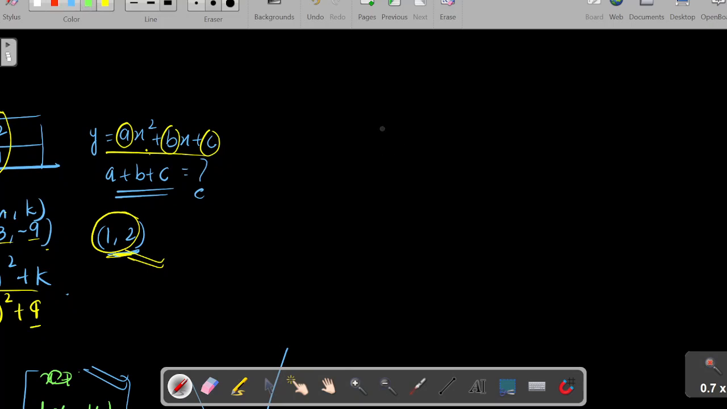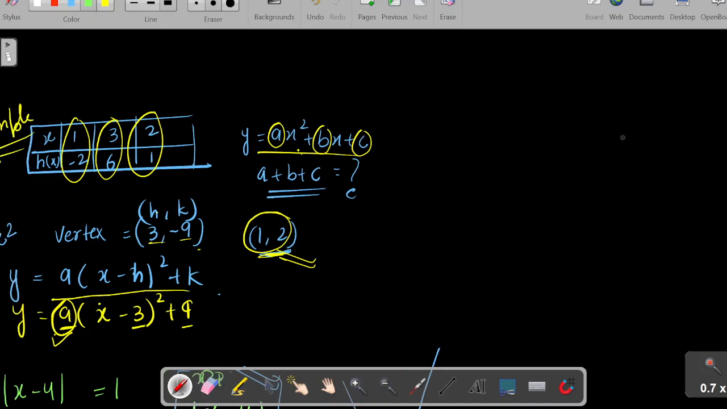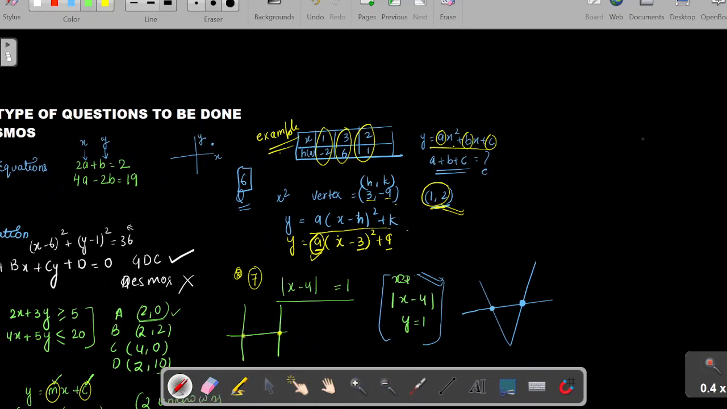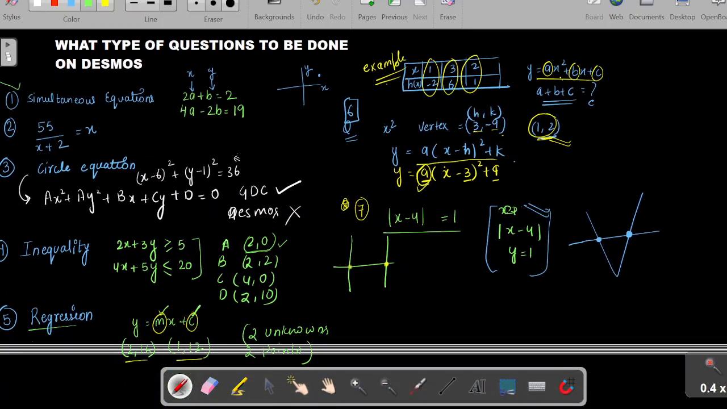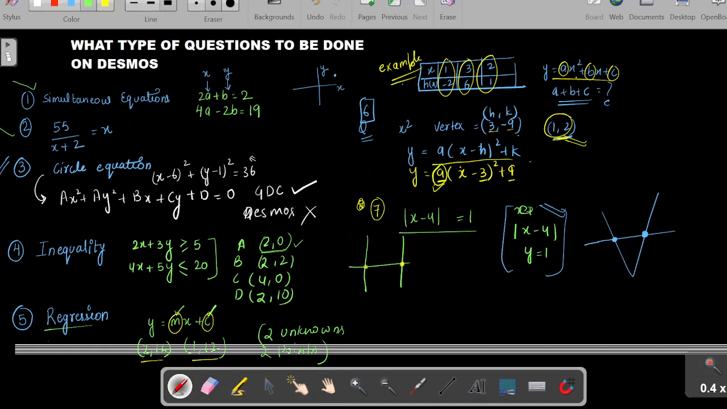Coming to, I think most of the things we have already covered. I don't think there is any other question left. So these are the 5, 6 topics where we can use Desmos. Whenever the equation is given in one variable, we can always use Desmos.